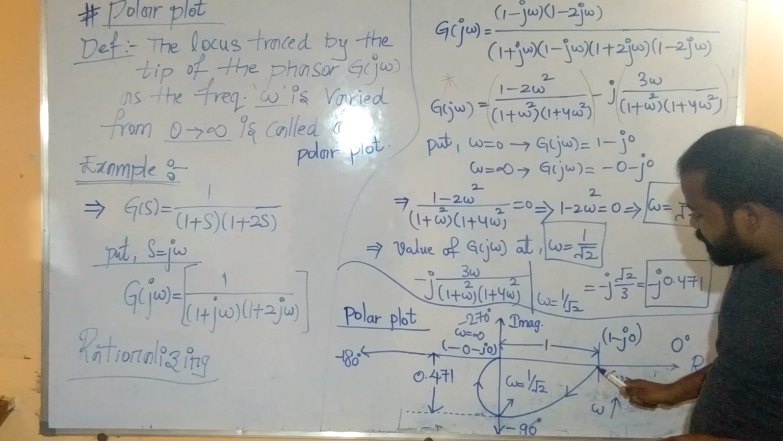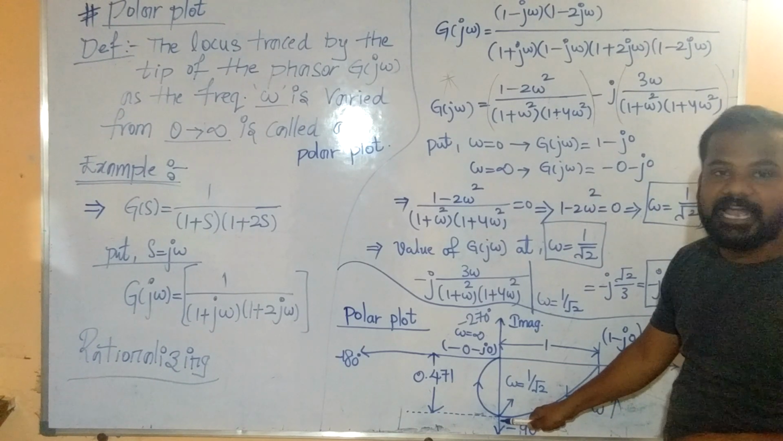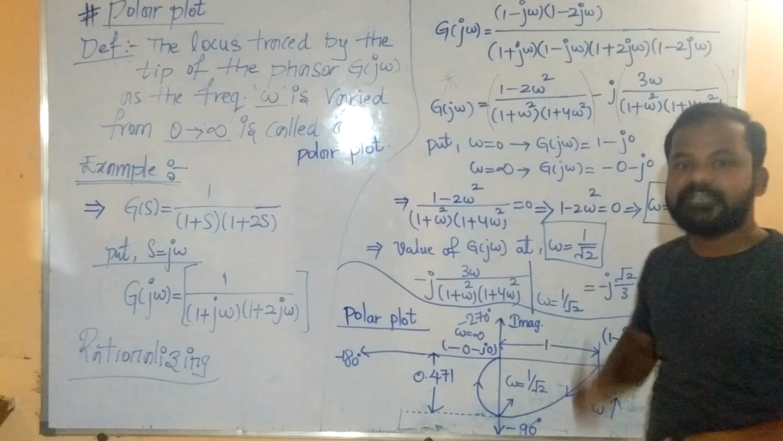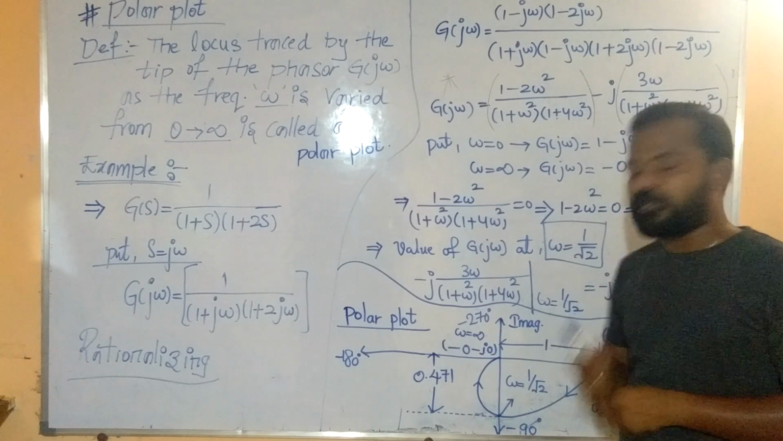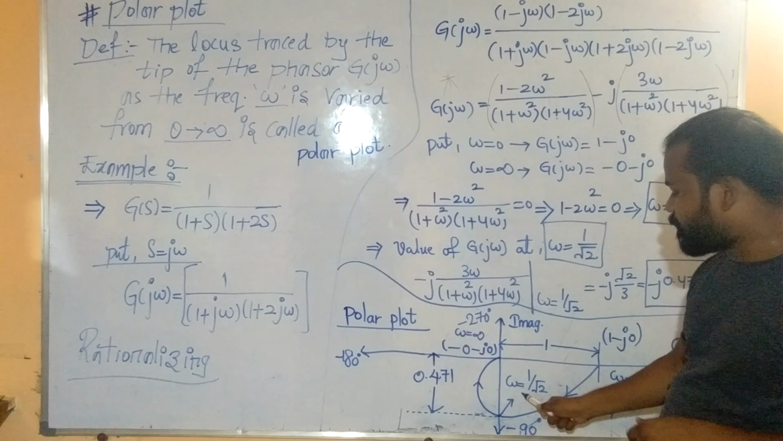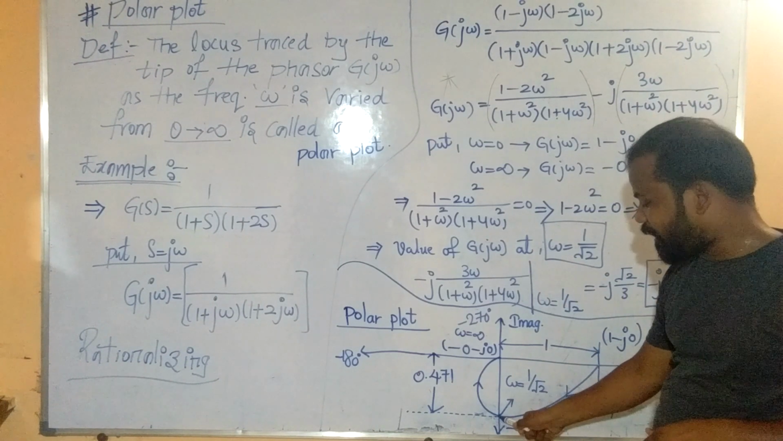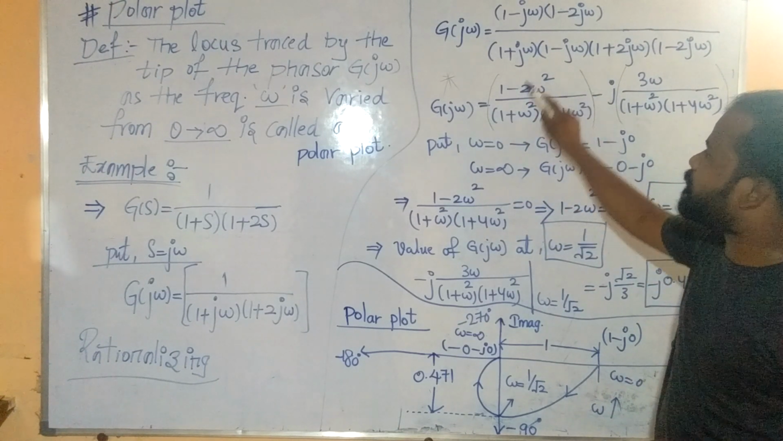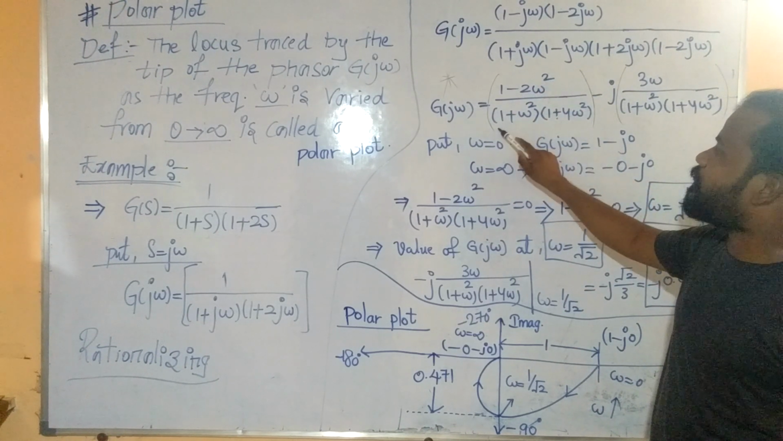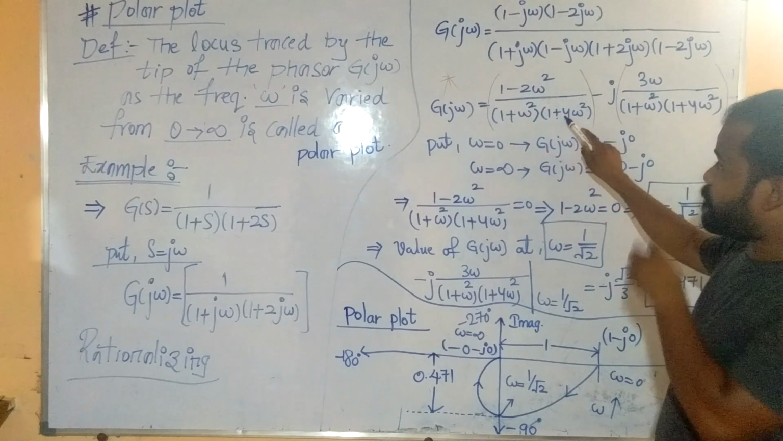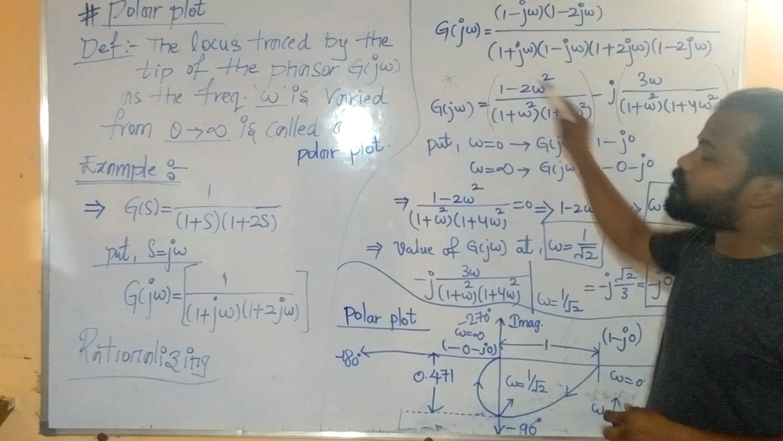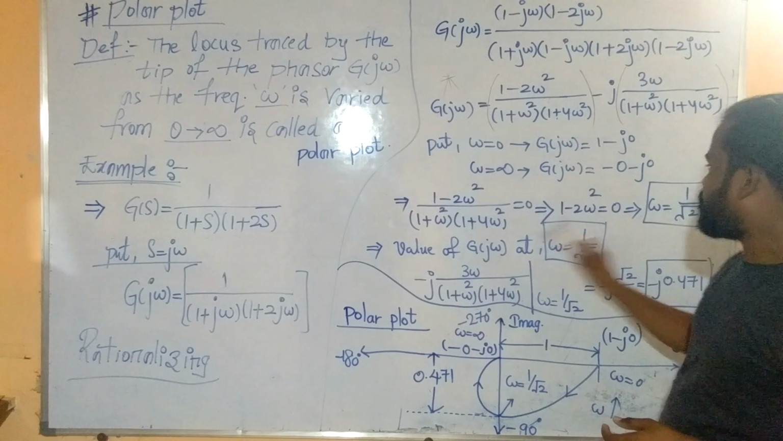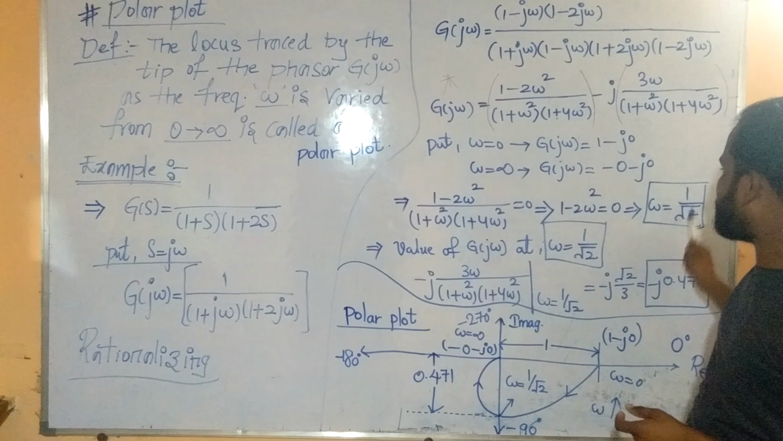But definitely this curve will touch the imaginary axis. We don't know exactly at what value the curve will touch. That's why, to calculate the value of omega on the imaginary axis, we have to consider the real term, that is, 1 minus 2 omega square divided by 1 plus omega square into 1 plus 4 omega square. This is the real value we need to consider and make equal to 0. With the help of this term, you will get the value of omega: omega is equal to 1 by root 2.